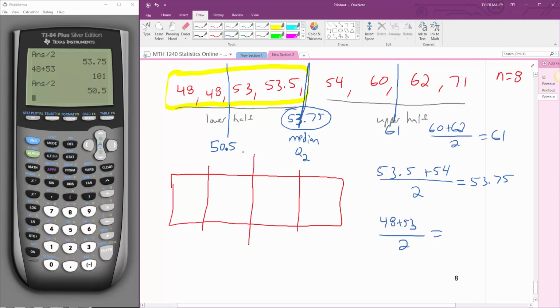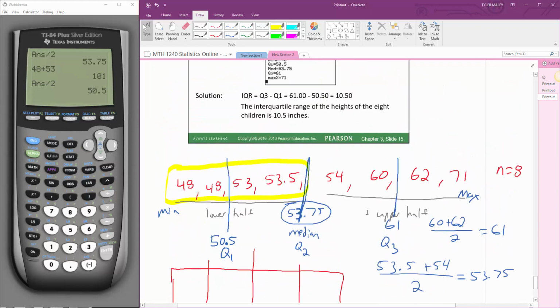So then this is Q1 and this is Q3, right? And over here is my min, and this is my max, right? So then the IQR, the interquartile range, would be Q3 minus Q1, which is 61 minus 50.5, right? Which we got to be 10.5, right? Before, which is exactly what we had up here, right?